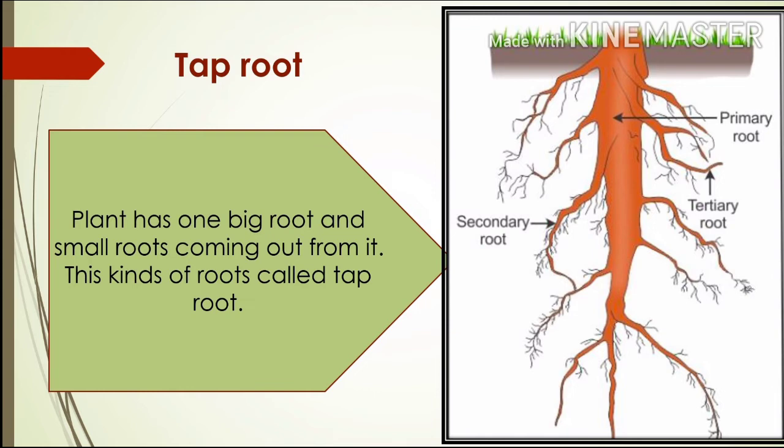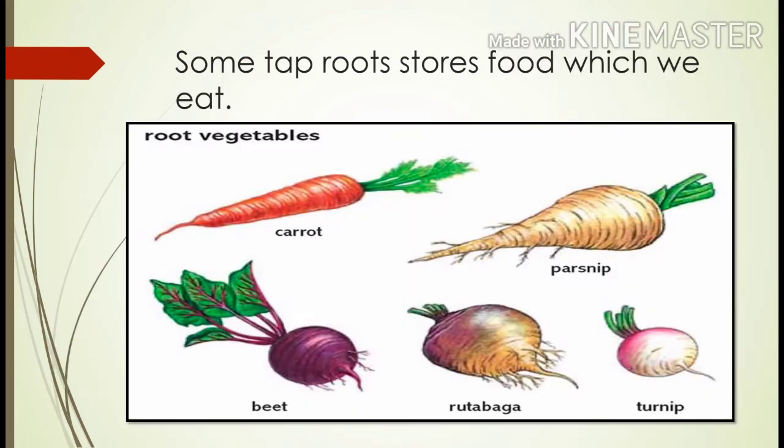Taproots can grow deep into the soil to absorb water and fix the plant firmly. Some tall trees like mango, and big bushes or shrubs have this type of root system because they need a strong support to stand. Some taproots store food in them which we eat. Some examples are carrot, beetroot, turnip.